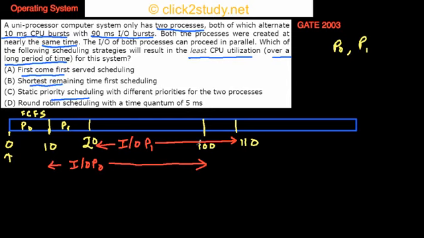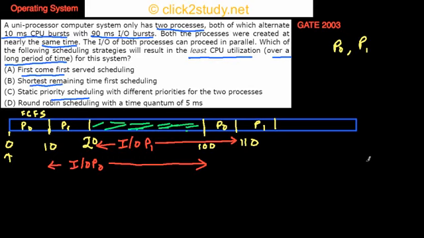And then when the IO of P0 is finished, it can get back to the CPU, and then P1 will start once the IO of P1 is done. So this thing will go on. What you have to see is for what time the CPU is idle. So the CPU is idle out here. This is the time when the CPU is idle, not doing anything.